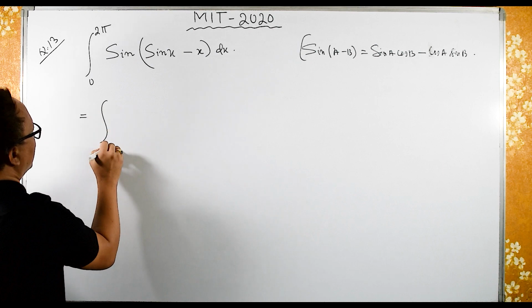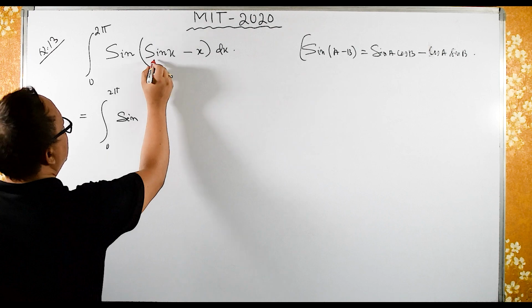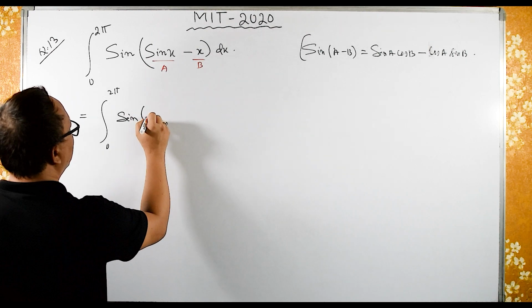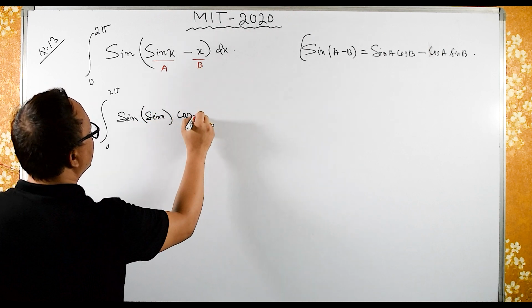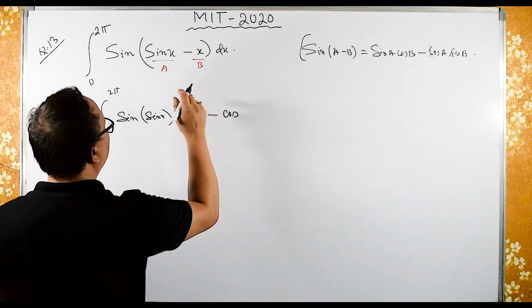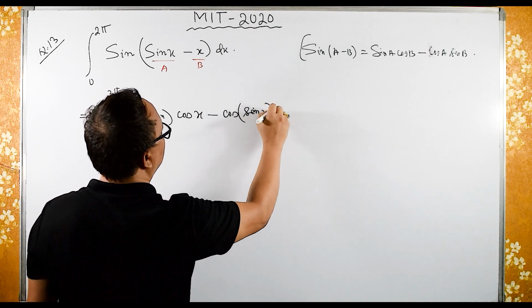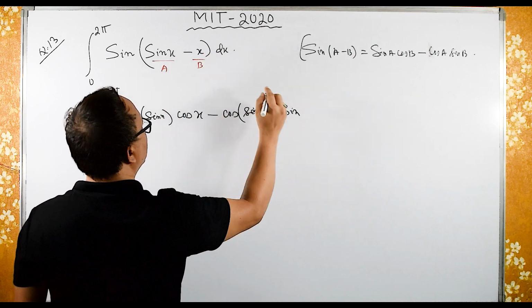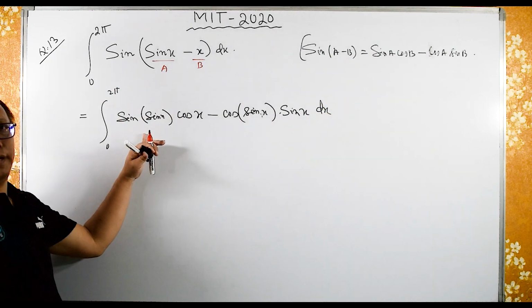This equals the integral from 0 to 2 pi of sine of, consider this is a and this is b. Sine of a means sine of sine x, then cos of b means cos of x. If it is minus, then minus cos of a, meaning cos of sine x, then sine b. Sine of b means x. Here we have dx.